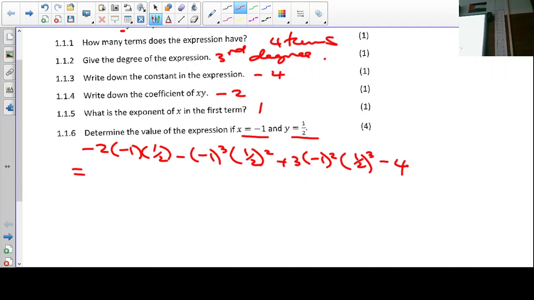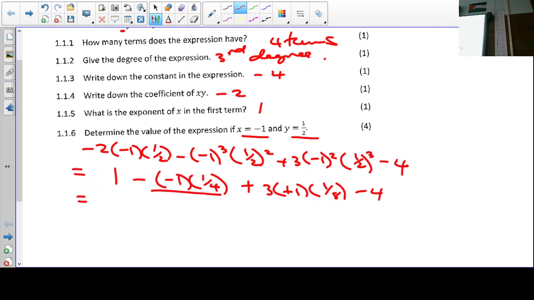So before we can add and subtract the terms, I must simplify them. Not so? According to BODMAS, the brackets first. So negative times negative, of course, is positive. And 2 times 1 is 2, and 2 times 1/2 is 1. So it's positive 1. In the bracket, -1 cubed is -1. 1 over 2 squared is 1 over 4. So 1 squared is 1, 2 squared is 4. Plus 3 times -1 squared is positive 1. 1/2 to the cube is 1 over 8, minus 4.